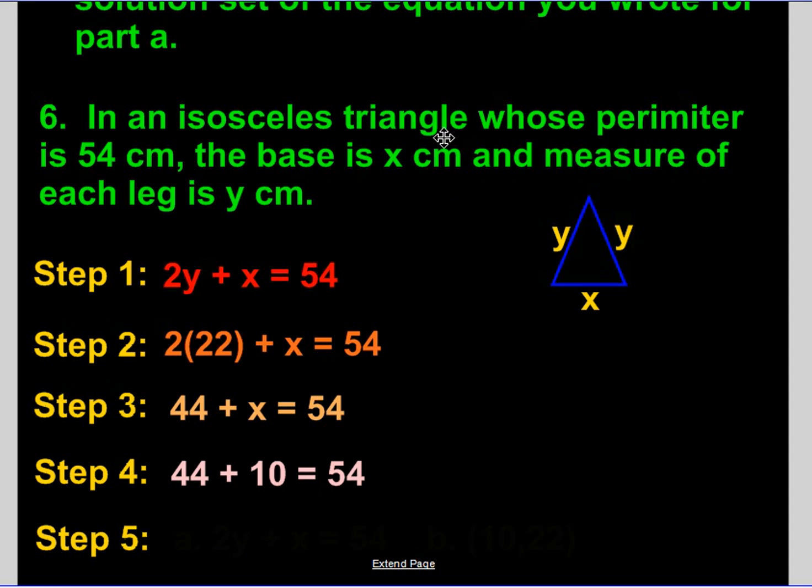Now, I need to go back and actually answer the question. So step 1 for me is the equation that I needed. Number 2, I need to do x and then y, and I chose x to be 10, and I chose y to be 22.